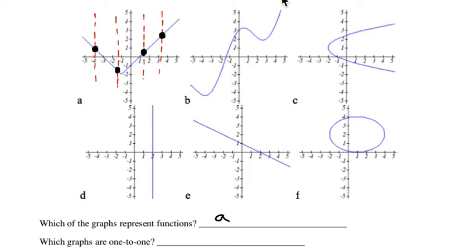Let's go on to B now. Draw yourself some vertical lines. Every vertical line intersects the curve just one time here. So B is a function. What about C though?